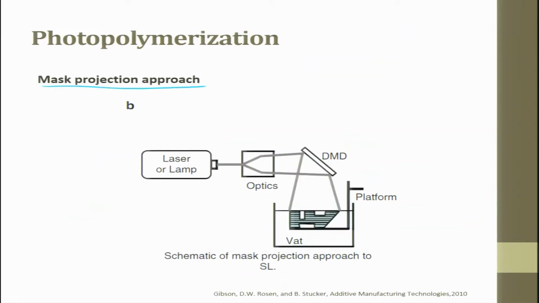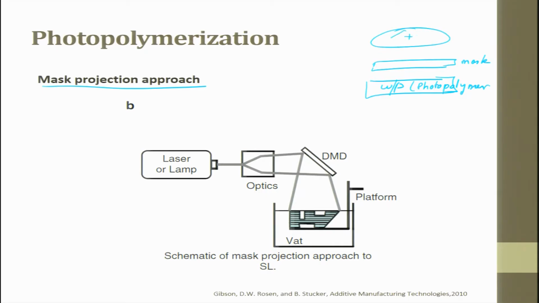The next technique for our discussion is the mask projection technique. As I told you, there will be a mask. You can have a static mask which is exposed on your workpiece, and this workpiece is nothing but a photopolymer. You can have a static mask, or you can also have a rotating disc. You can use this as a mask and start developing the entire detail.